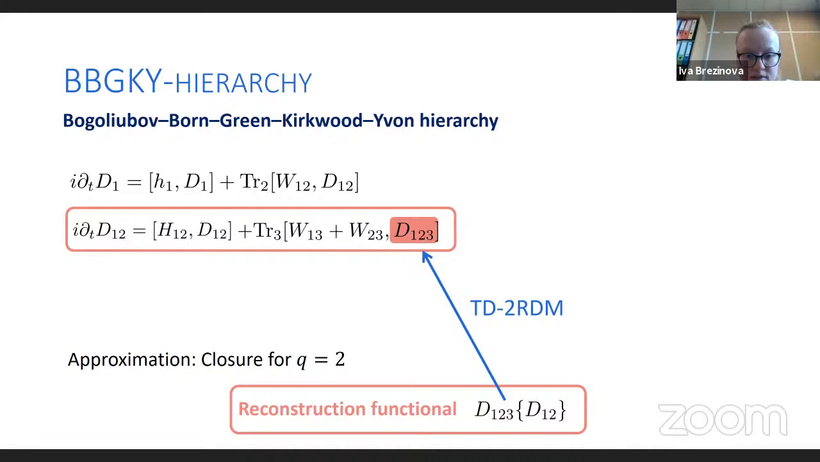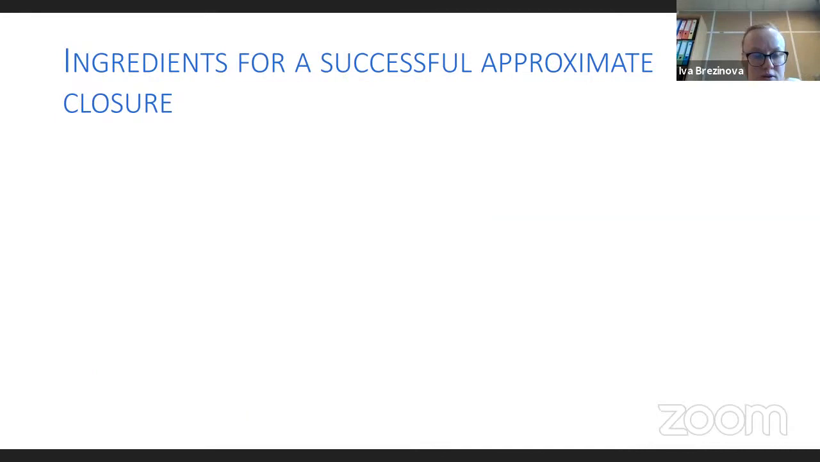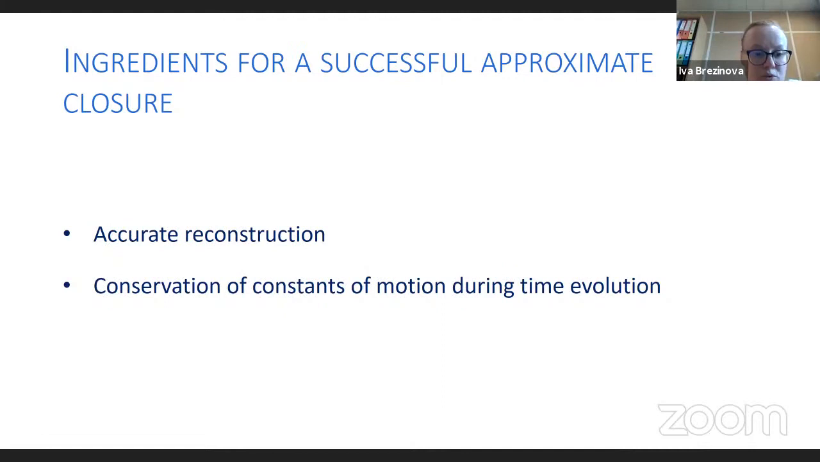So what are the ingredients for a successful approximation or a successful approximate closure? You need to have an accurate reconstruction. You have to make sure that constants of motion are really conserved during time evolution. And then there is one thing we will have to deal with, which is called the N-representability problem, and I will talk about it later.